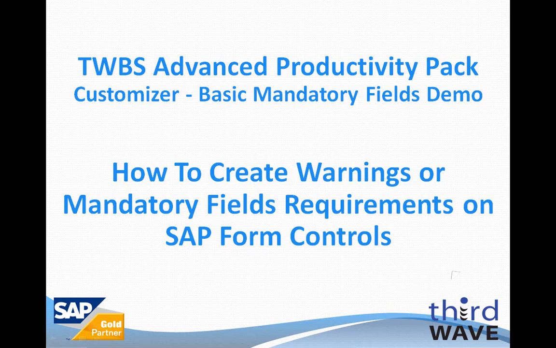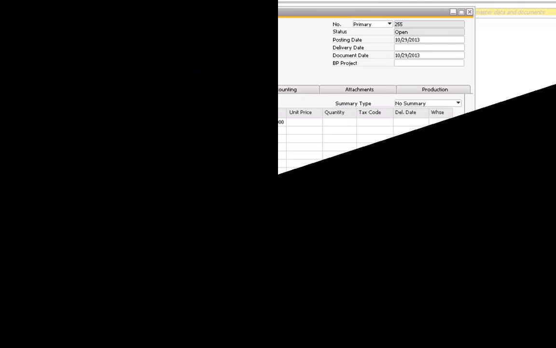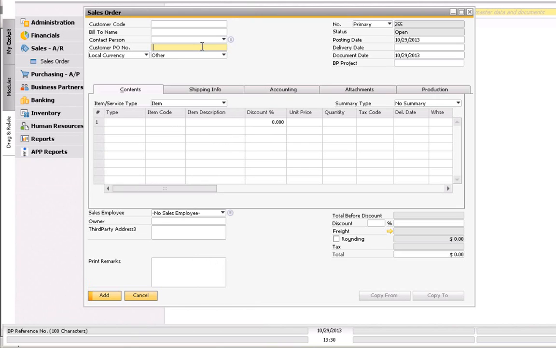I'm the Development Manager at Third Wave, and today I'll be showing you how to set warnings or mandatory field requirements on fields for SAP Business One forms. APP Customizer Mandatory Fields functionality allows you to put restrictive data entry qualifications on fields on SAP Business One forms. These forms can be standard SAP Business One forms, forms associated with user-defined objects, or forms for add-ons that were created in the SAP SDK user interface.